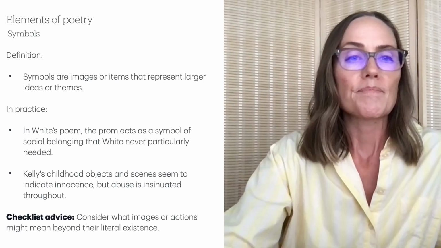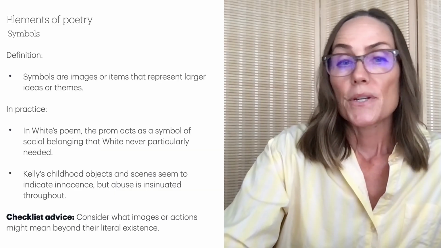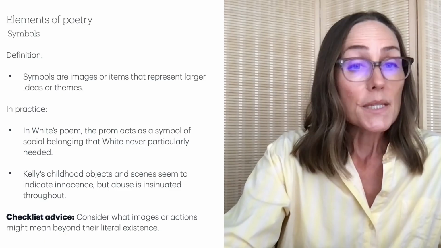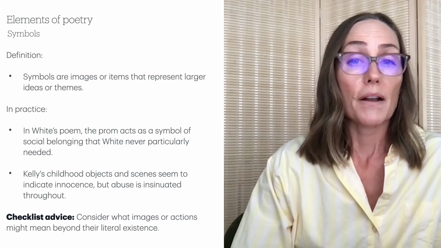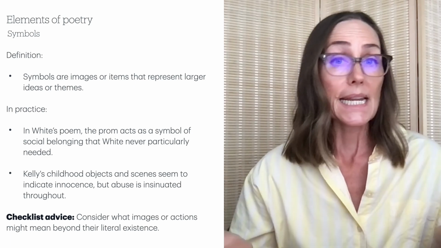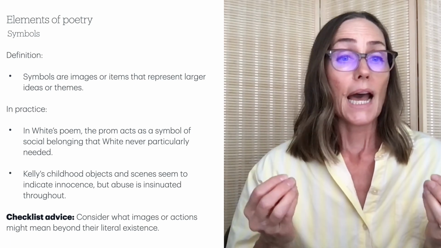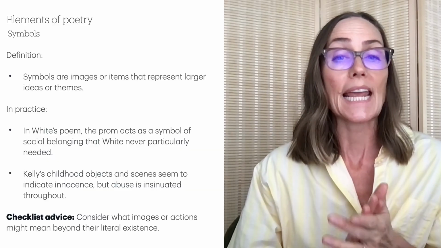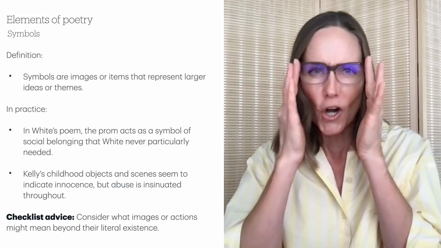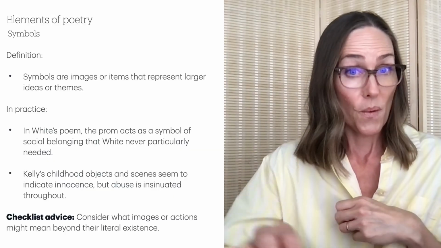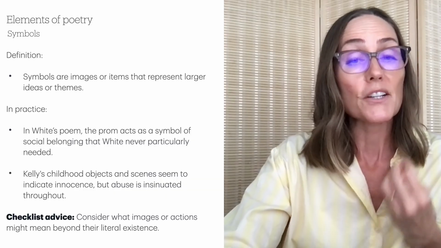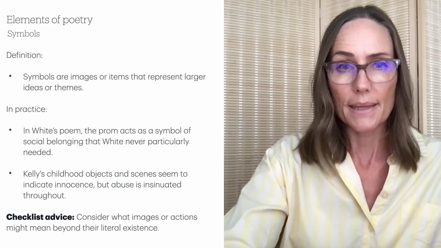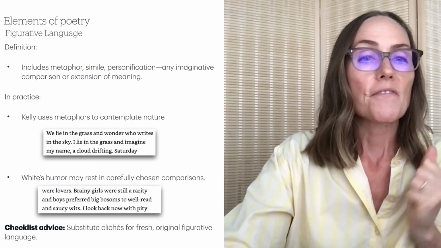Okay, on to symbols. Symbols are images or items that represent larger ideas or themes. So, in the poems we've just read, in White's poem, the prom acts as a symbol of social belonging that White never particularly needed. She didn't need to be a kid who went to the prom. In Kelly's poem, childhood objects and scenes seem to indicate innocence, but abuse and that dark, heavy feeling is insinuated throughout the poem. For your own poems, consider what images or actions might mean beyond their literal existence. What can they symbolize?